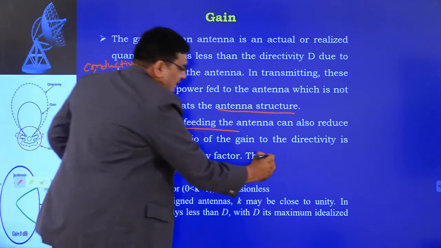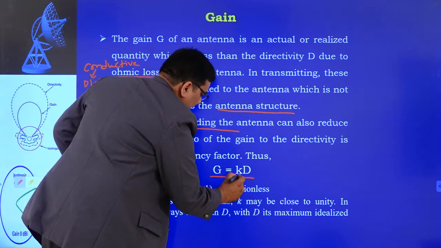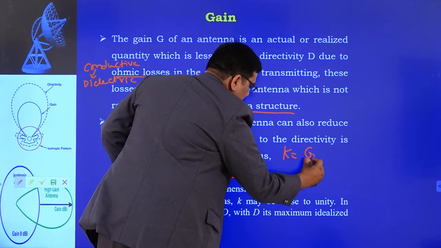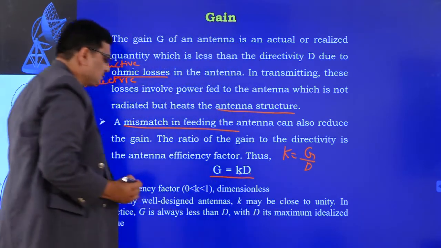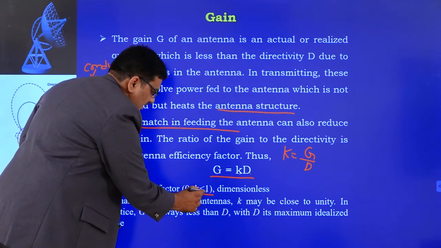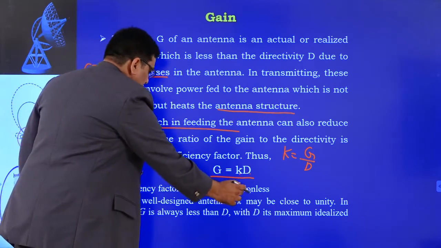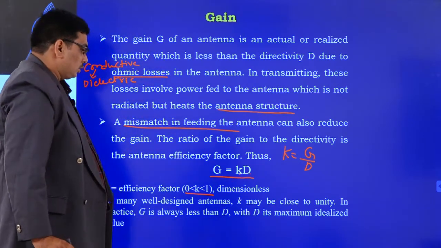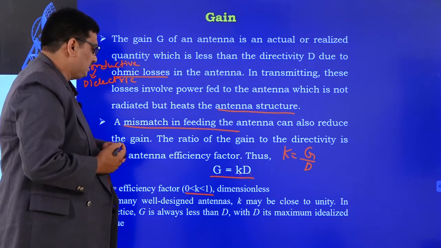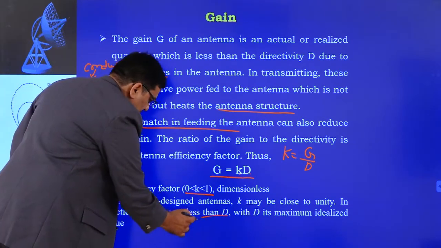So here we can define gain as an efficiency factor times directivity. The efficiency factor K is equal to G by D, and it varies as 0 is less than or equal to K is less than or equal to 1, and this K is dimensionless. For an isotropic antenna, the gain value is always 1, and your gain is always less than D.